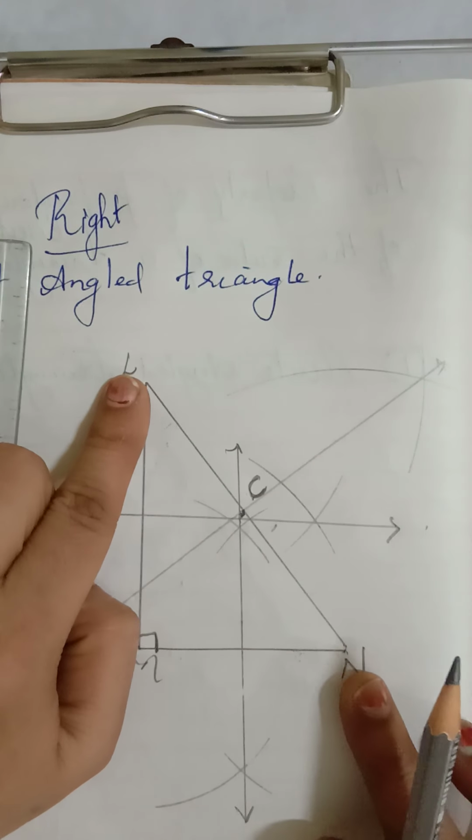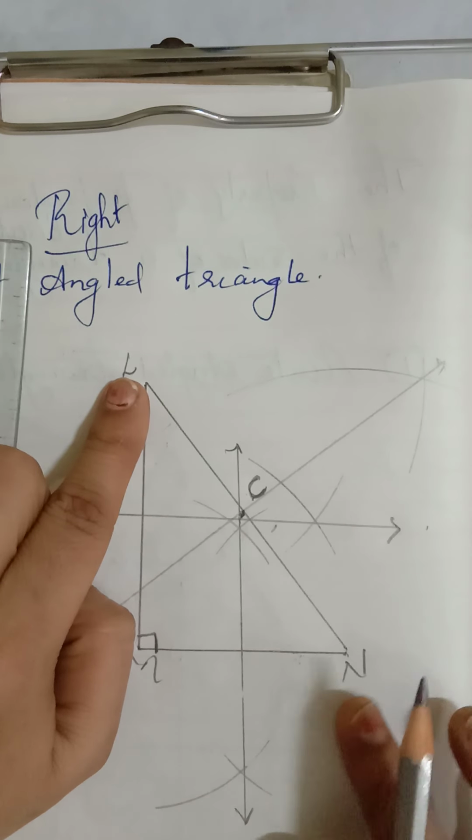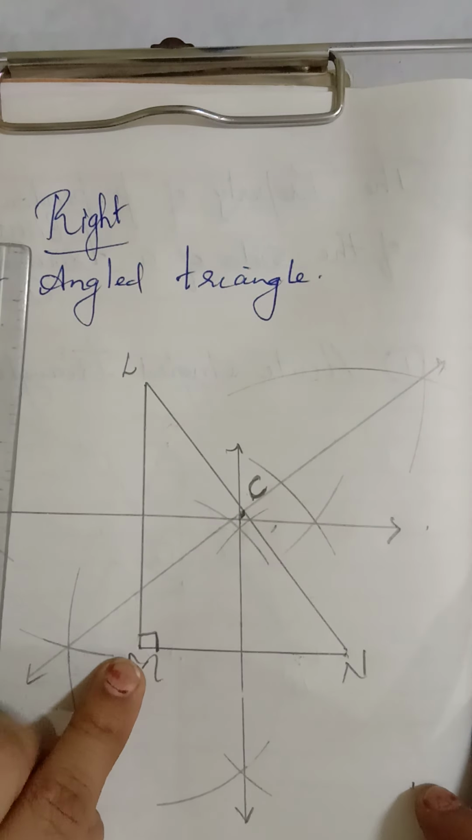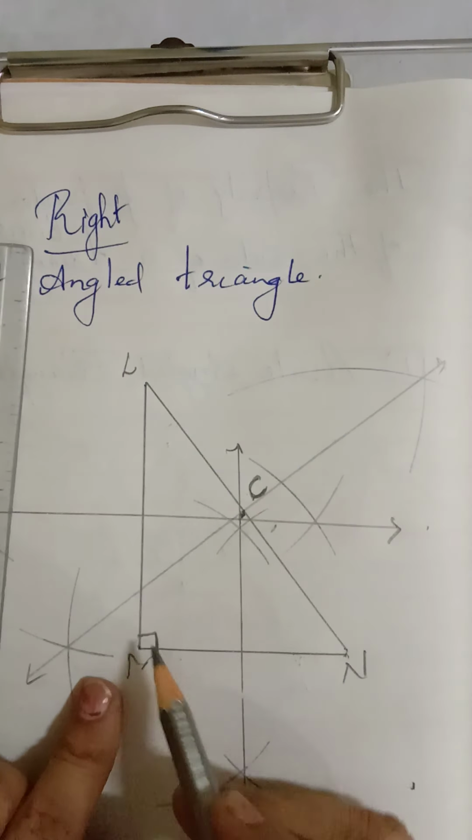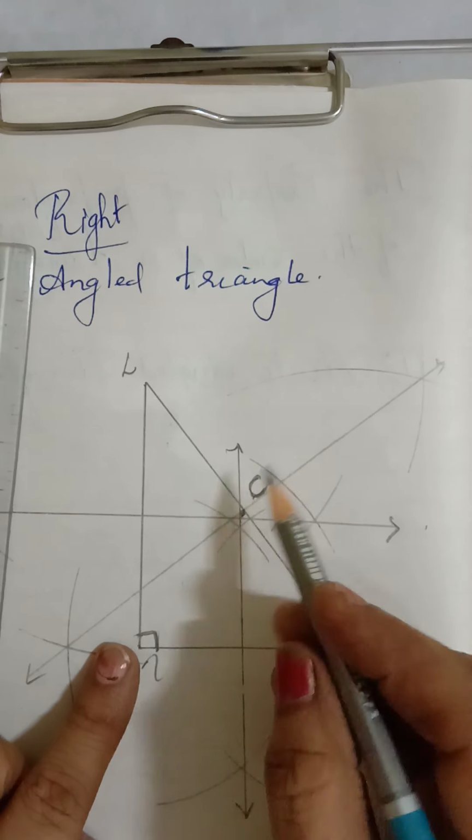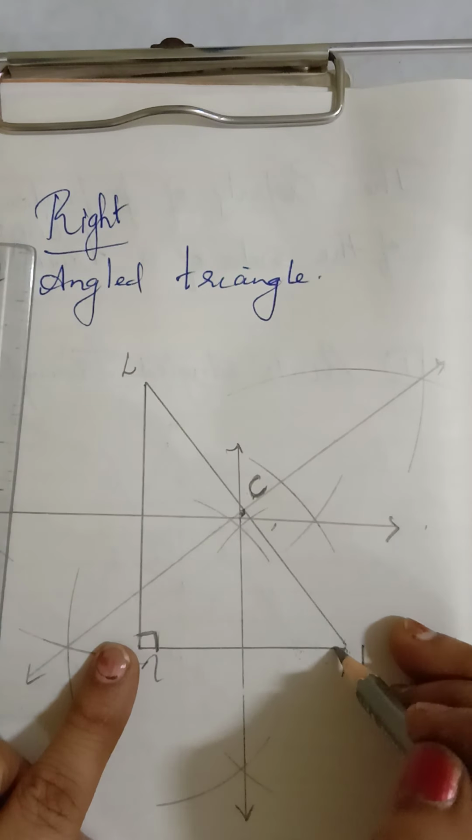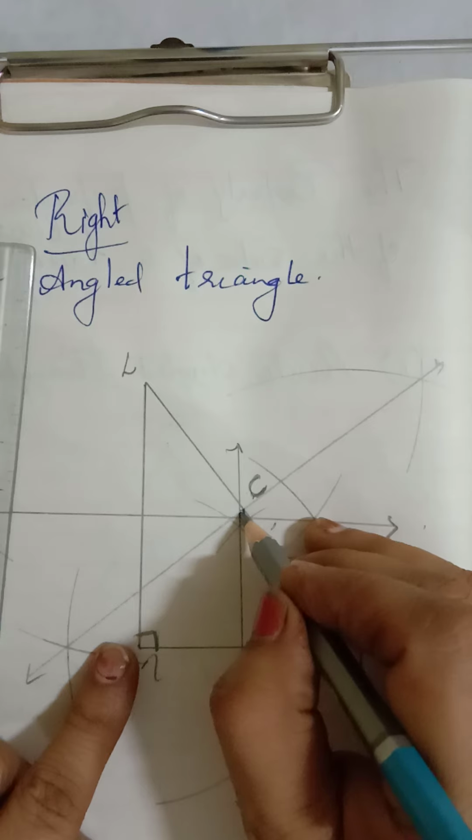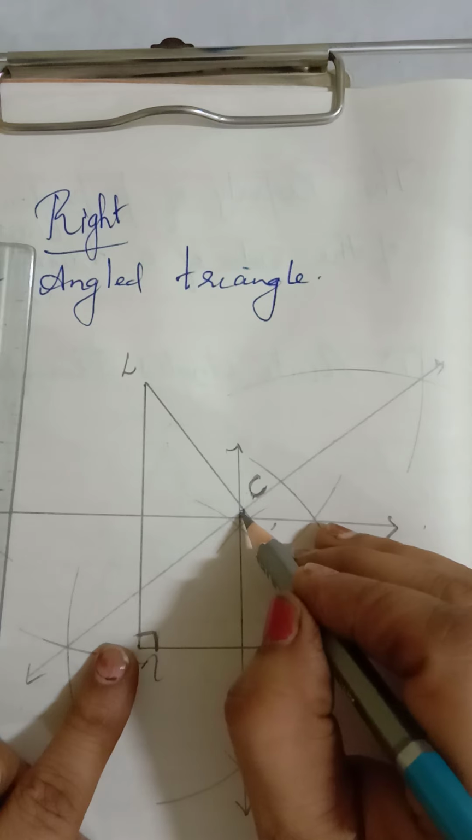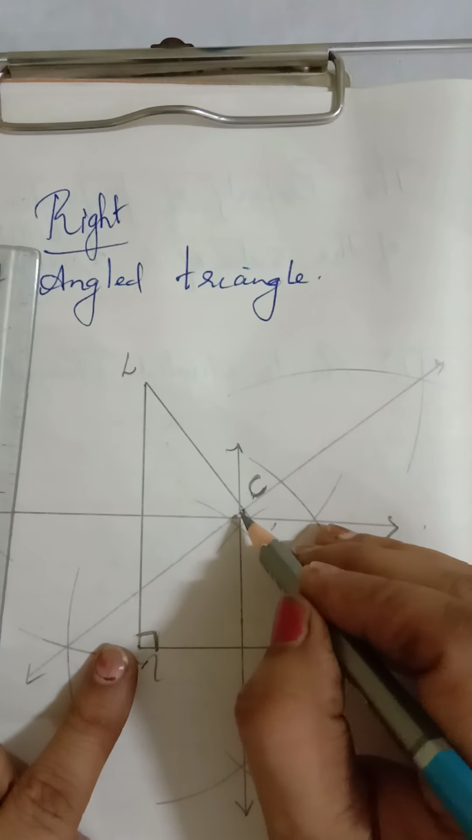You can see this side is called the hypotenuse children. You will be learning about this hypotenuse in the next chapter, in the second term in 7th standard, but for the time being you remember that it is the side which is opposite to the 90 degree angle. Now here this vertex M, or this angle, is 90 degree, and the side in front of this 90 degree, this side LN, is called the hypotenuse of a right angle triangle. And this point C, okay children, this is the circumcenter, and it lies on the hypotenuse, at the midpoint, where it is in the middle of the hypotenuse. So it lies at the midpoint.